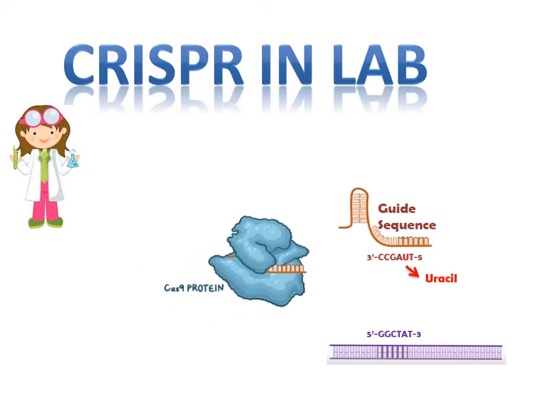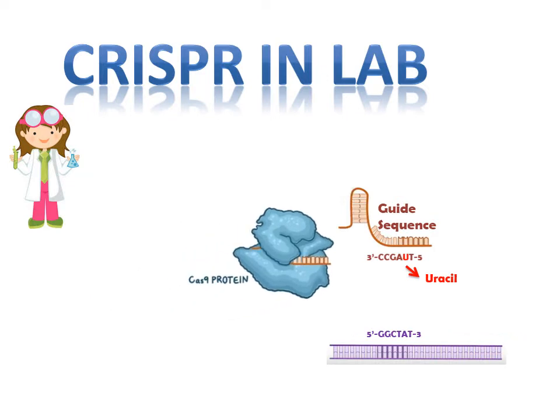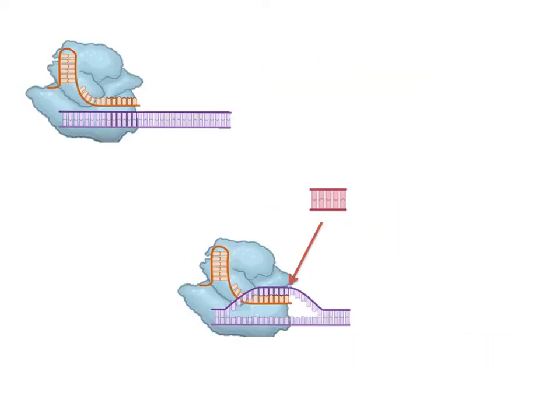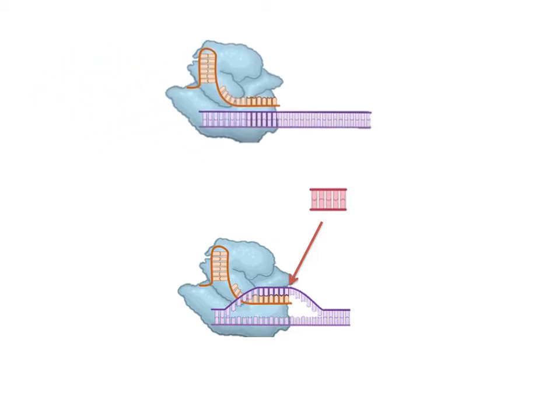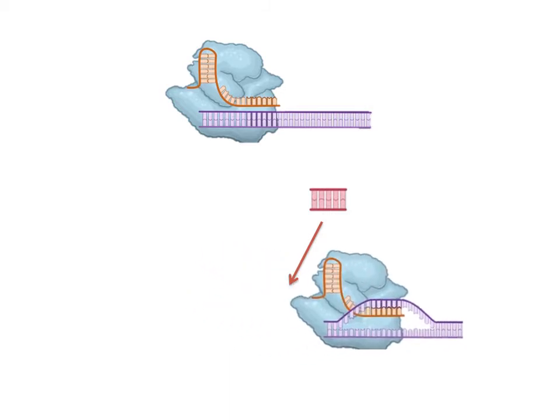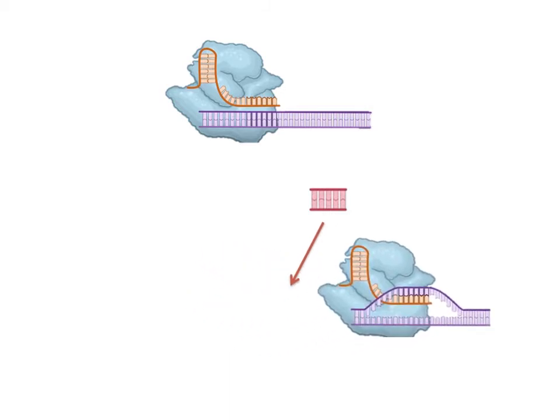Then the Cas9 protein attaches to the RNA. Cas9 and guide RNA then bind to the target DNA sequence in the host genome. The Cas9 RNA complex then makes a double strand cut in the genomic DNA and an alternative piece of DNA is inserted in that spot.